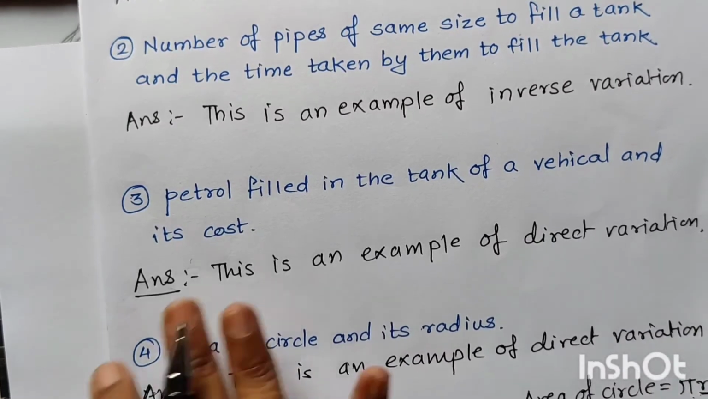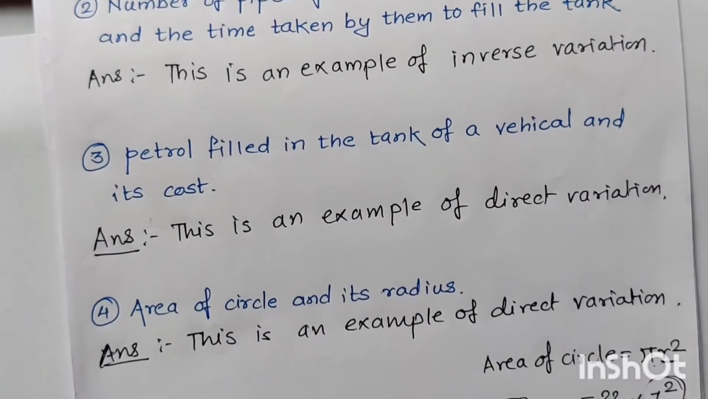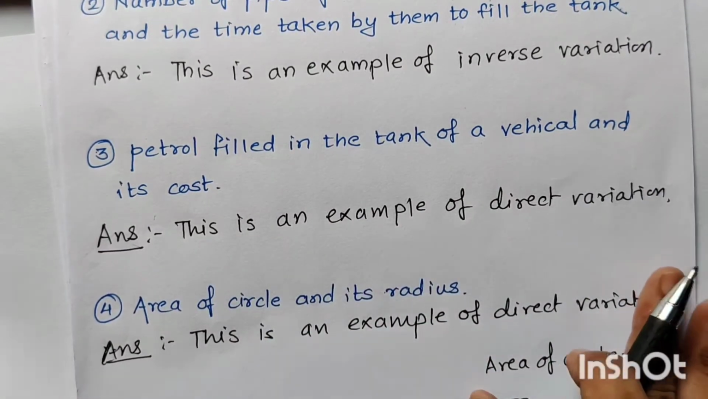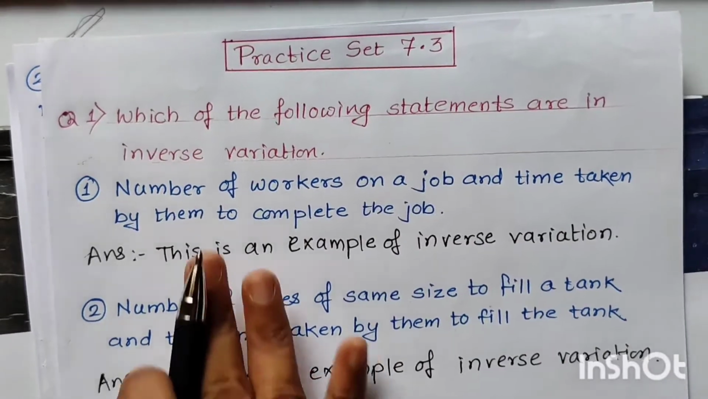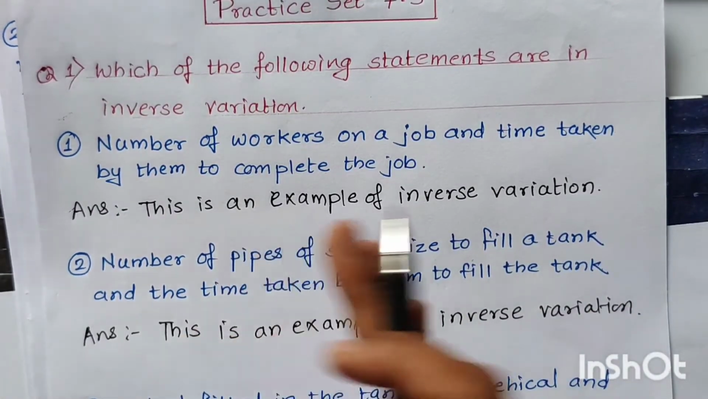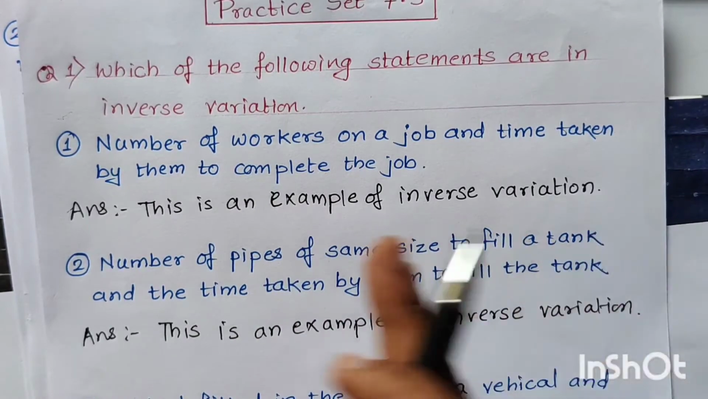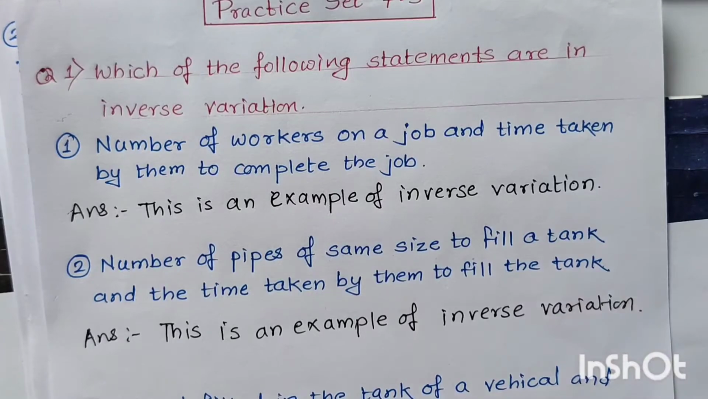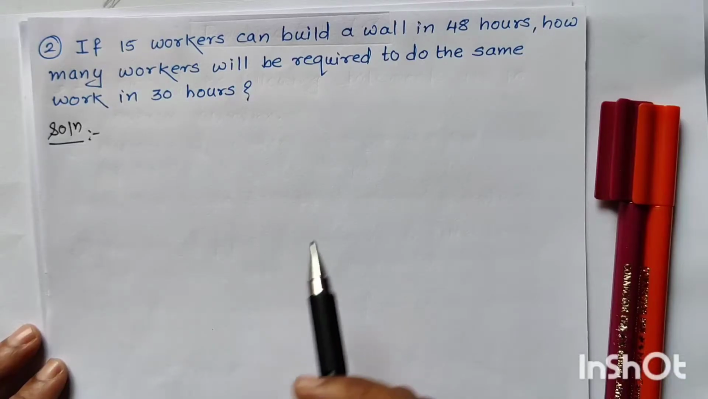So always keep this in mind, children. When both the quantities, both the numbers, are increasing at the same time, this is direct variation. And when one is increasing and the second is decreasing, or the first is decreasing and the second is increasing, then that is the example of inverse variation.